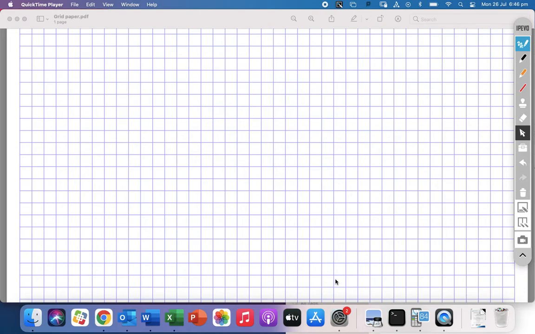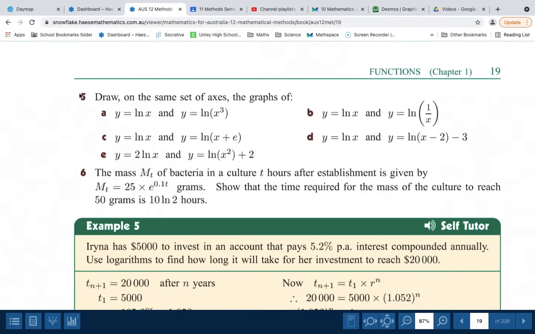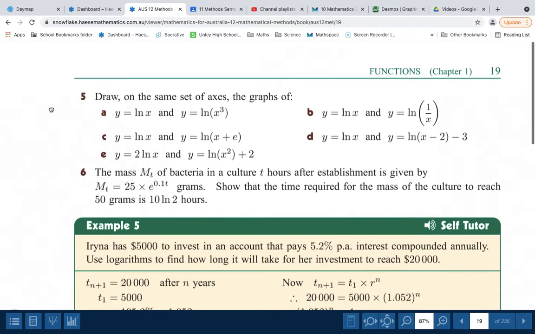Okay, so we're looking at question 5 in exercise 1C. A couple of interesting things to notice. I think 5A you should be fine with. I don't have a pen at the moment.